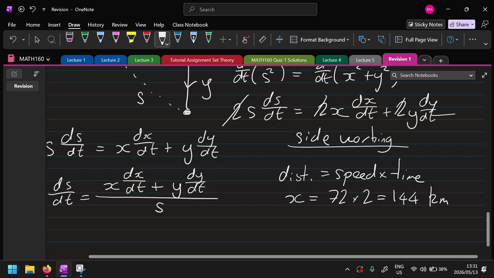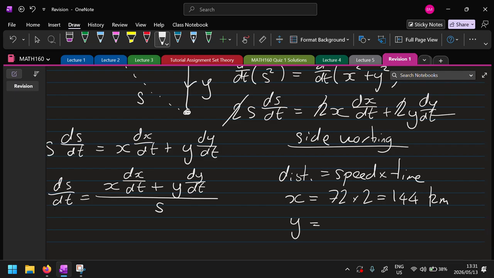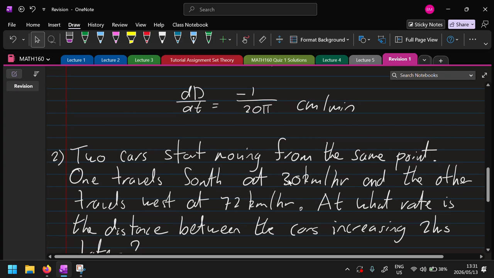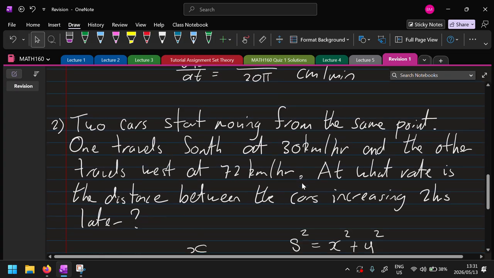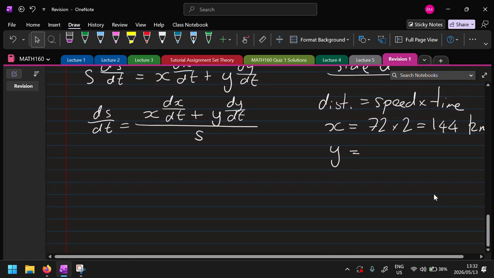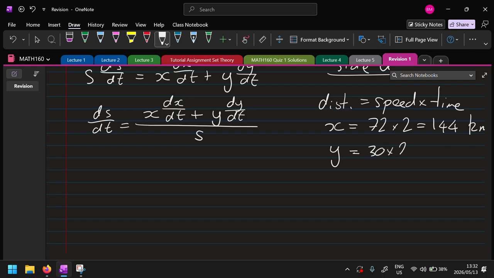Kilometers. Okay. And then y, very similar. That's the vertical one. So that was 30 kilometers per hour for 2 hours. So speed times time. Yeah, 60.